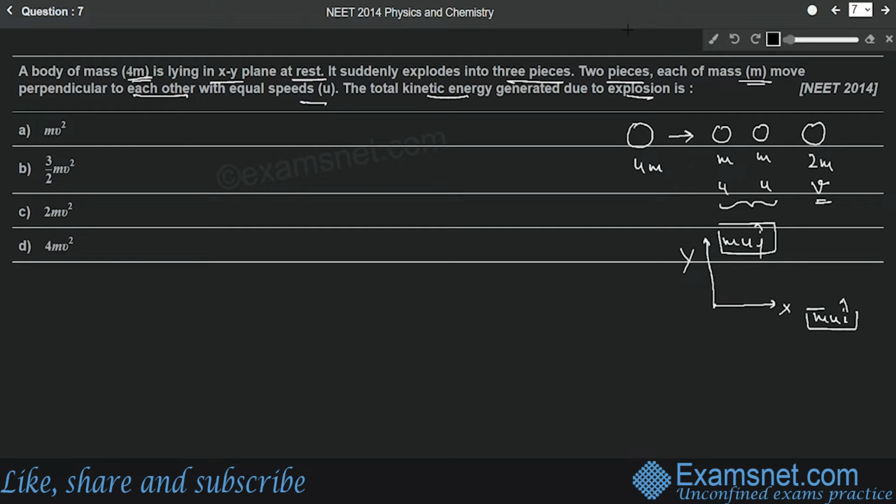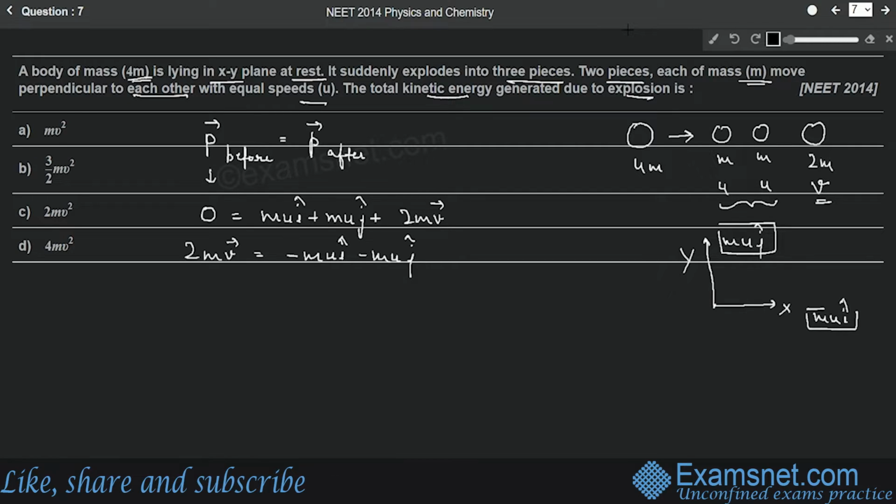Now, we know that the total momentum will be conserved. That means the momentum before the explosion will be equal to the total momentum after the explosion. So before the explosion, the body was at rest, so the total momentum was 0. After the explosion, the total momentum will be the momentum of the first body, that is mu i cap, plus momentum of the second body, that is mu j cap, plus momentum of the third body, that is 2mv. Now we have to find out the v first. So 2mv will be equal to minus mu i cap minus mu j cap.